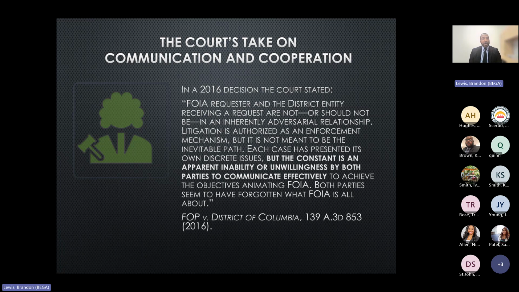And this comes from Fraternal Order of Police v. District of Columbia. And the point of that being that communicating with the requester can benefit both parties. If you can speak to the requester and really hone in on what it is that they're trying to get, you can better provide them with the information that they're seeking, and also it provides you with the opportunity to explain to the requester, especially in situations where they may have requested a large amount of documents, the process that you'll need to do to get them those records.